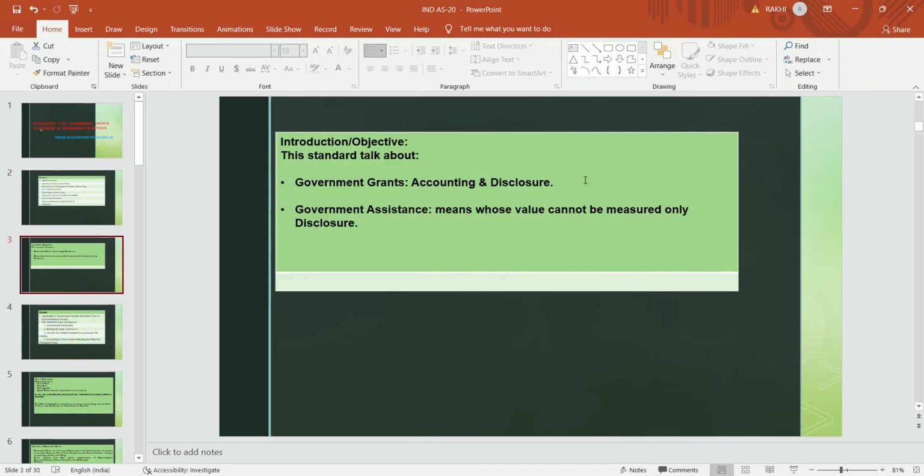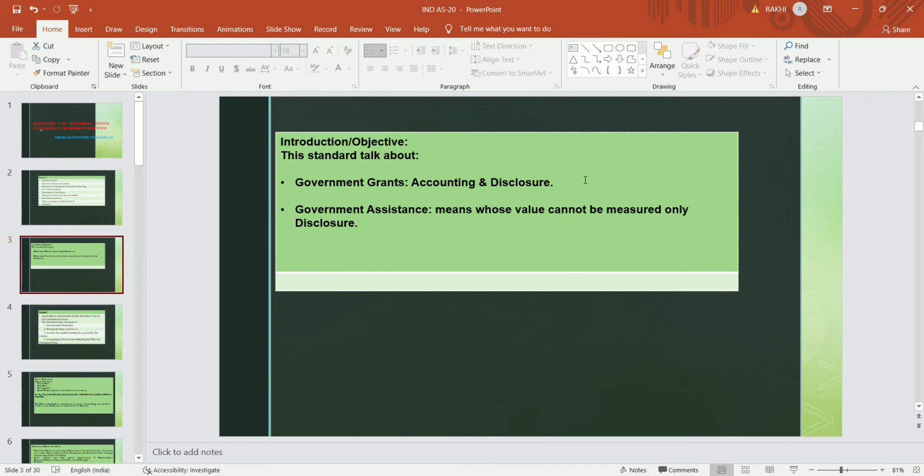Firstly, the government grant. What are the objectives of this Ind AS? This Ind AS deals with government grant and government assistance. For government grant, the accounting treatment, recognition criteria and disclosure requirements are there in this Ind AS, and related to government assistance, only the disclosure part is there in this Ind AS.